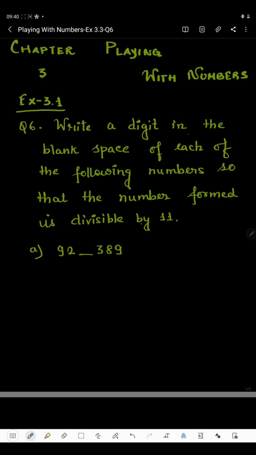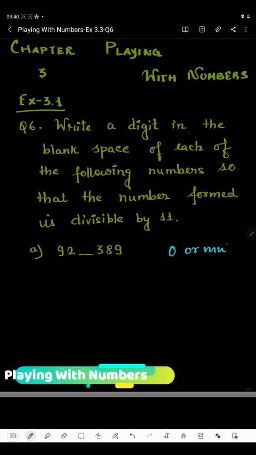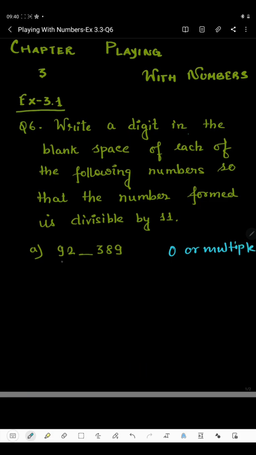In this blank place we will have to consider one digit, so that according to the divisibility rule of 11, if the difference of the sum of the digits at odd places and the sum of the digits at even places is 0 or a multiple of 11, then the number will be divisible by 11, right? So here again we will consider the places 1, 2, 3, 4, 5, 6. Since we have to find the digits at odd places as well as even places, and here we don't know the number, we can consider it as x.